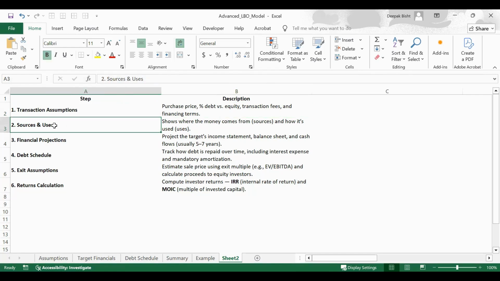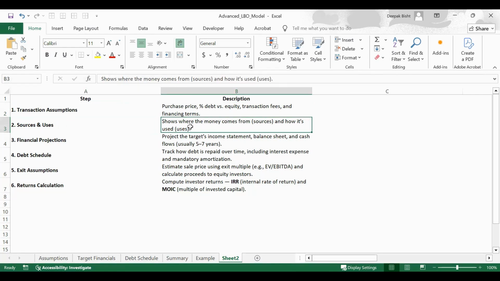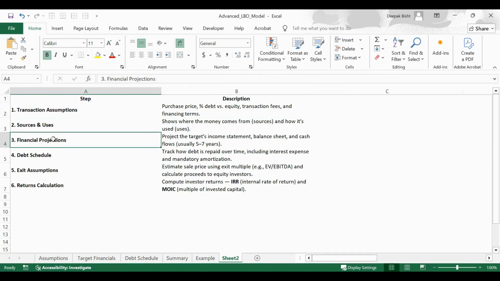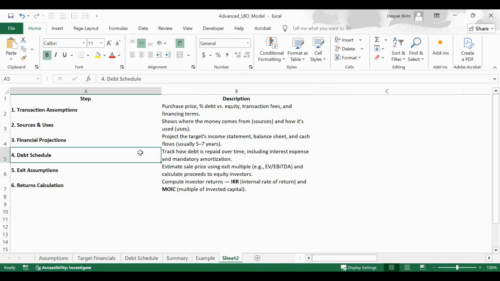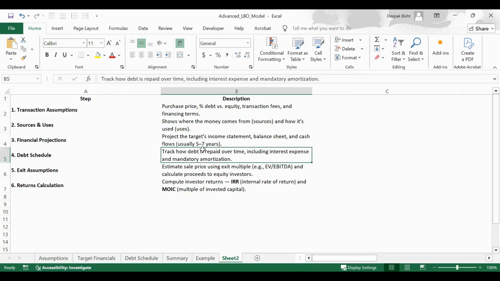After that, the sources of cash. We now need to arrange the money: where would the money come from and how it would be used. That's the second step. In financial projections, we are going to project the financials of the target company, the income statement, balance sheet, and cash flow for 5 to 7 years usually. After that, we are going to prepare a debt schedule, so that we know how much debt and how much interest we are going to pay and how much time we need to amortize the loan completely.